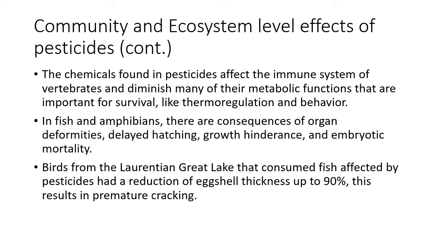In vertebrates, pesticides affect the immune system and diminish metabolic functions. Some examples of these functions are thermoregulation and behavior. In fish and amphibians, pesticides have shown consequences like organ deformity, delayed hatching, and growth suppression. Laurentian Great Lake birds were studied, and after consuming fish affected by pesticides, they had a reduction of eggshell thickness up to 90%. This is problematic because birds will begin to hatch prematurely.